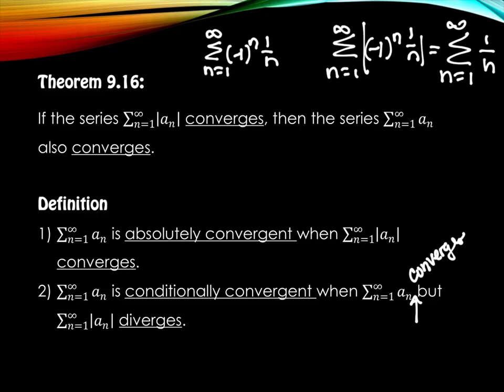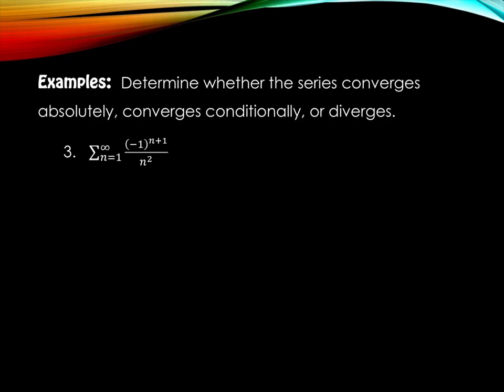Now, let's take a look at an example where these questions are sort of posed for us. Now, this is an alternating series. How do I know? What are some red flag things I'd be looking at?